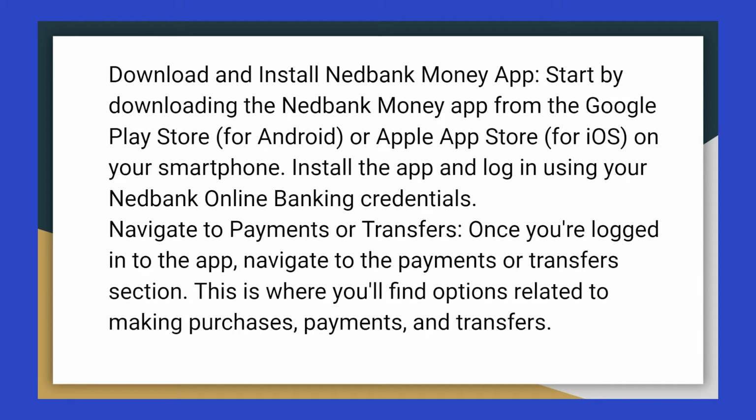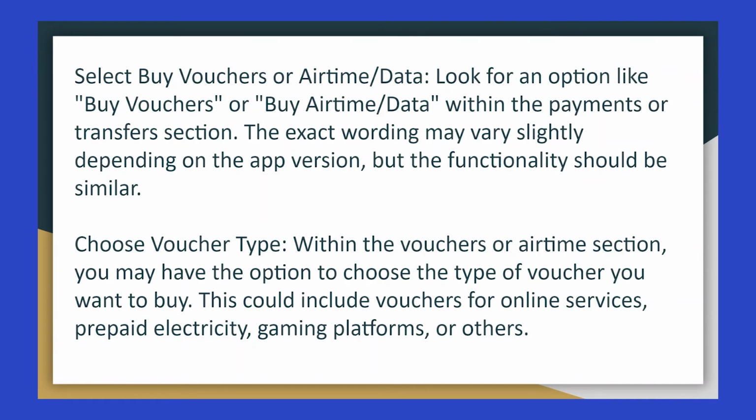Look for an option like Buy Vouchers or Buy Airtime or Data within the Payments or Transfer section. The exact wording may vary slightly depending on the app version, but the functionality should be similar. Within the Vouchers or Airtime section, you may have the option to choose the type of voucher you want to buy. This could include vouchers for online services, prepaid electricity, gaming platforms, or others.